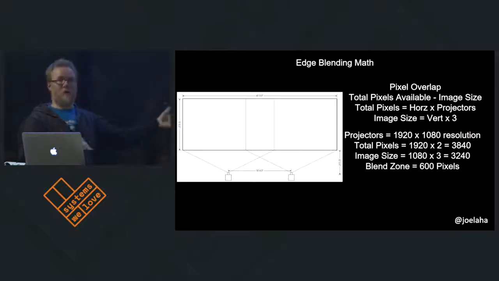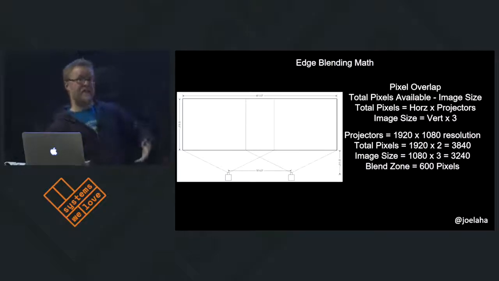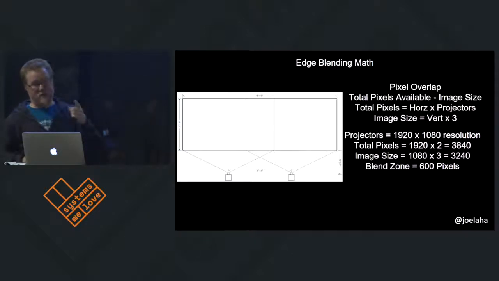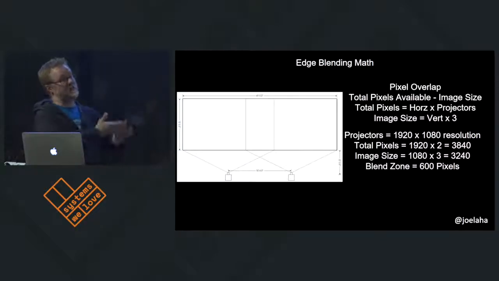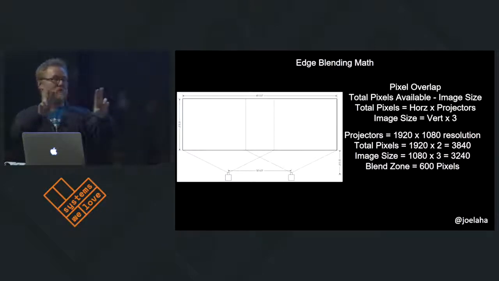So it's 3:1. We take the vertical resolution of your projector, which in this case is 1080, because it's 1920 by 1080, it's HD projectors. And you times that by 3, because it's 3:1. And you get 3240 for a blend zone of 600. So you overlap those projectors by 600 pixels each, and then the switcher does little calculations.